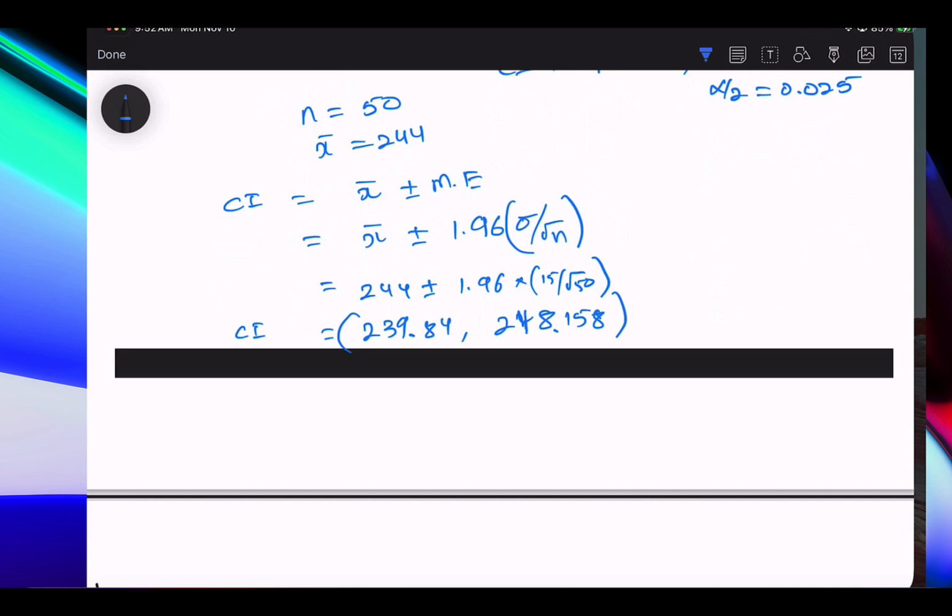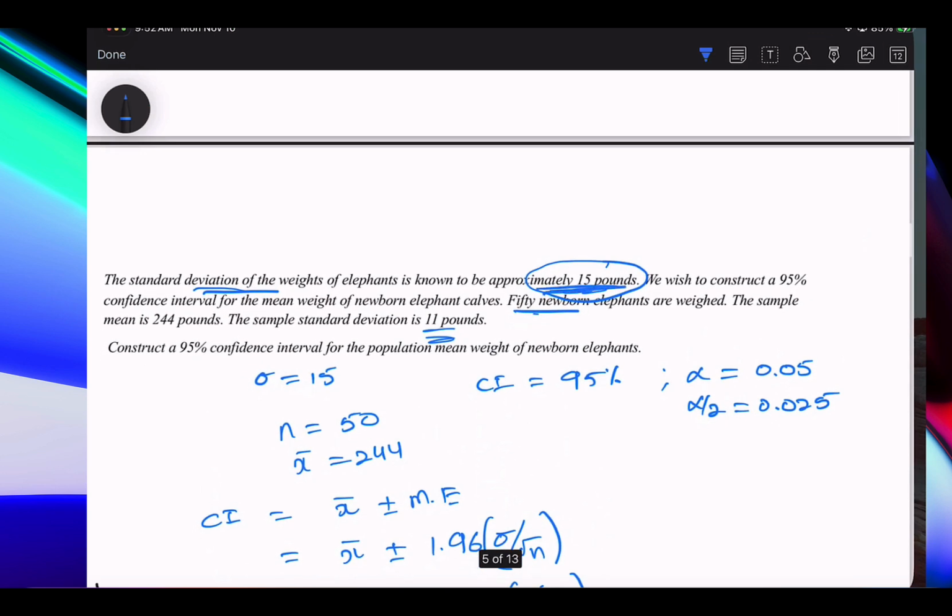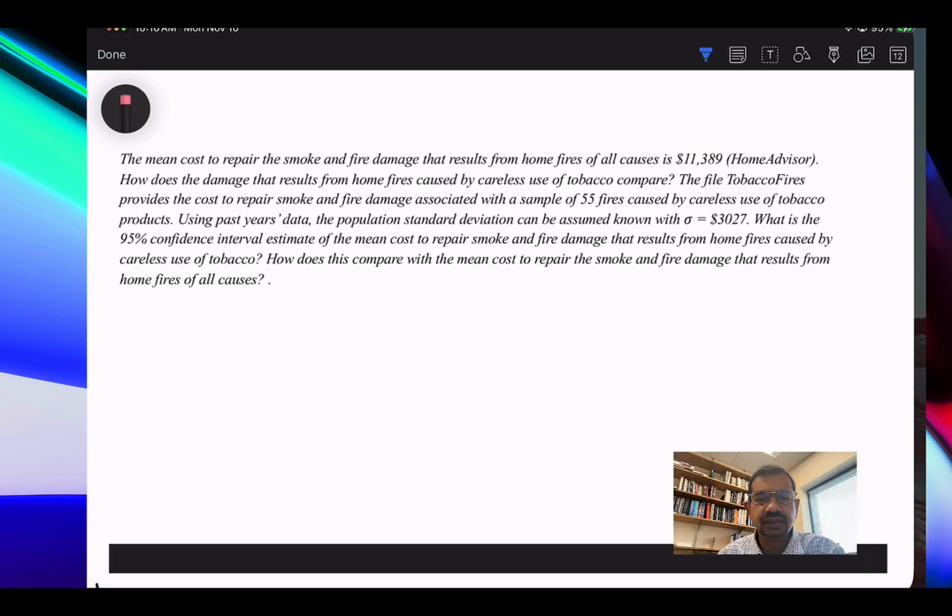So this provides us a 95% confidence interval that the mean birth weight of a baby elephant would be between 239.84 pounds and 248.158 pounds. So this helps us build a confidence interval for the population mean given our sample. Again, the key assumption here is that we know what the population standard deviation is.